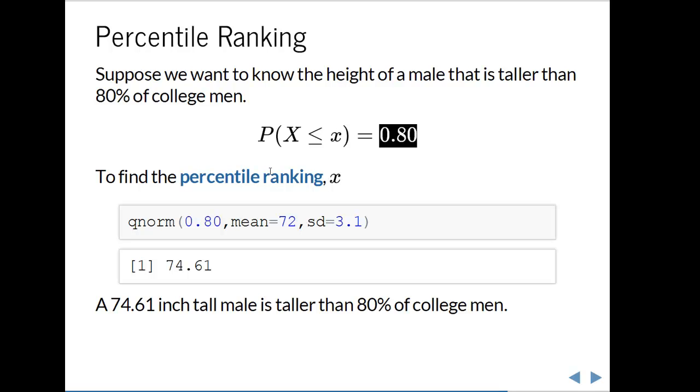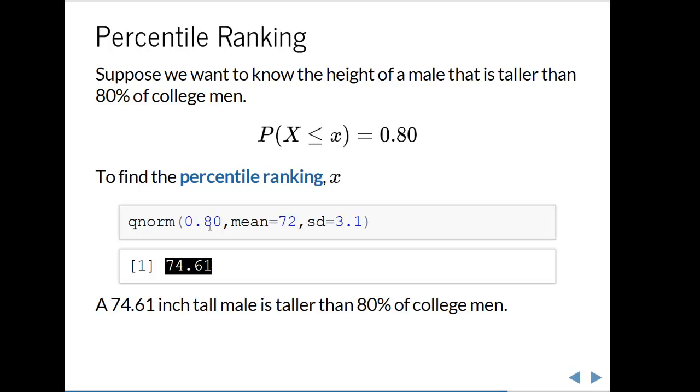There's a function in R for this as well. It's called qnorm. The inputs to qnorm are the probability in decimal form, so 0.8, the mean, and the standard deviation of the distribution. So we see that a 74.61 inch tall male is taller than 80% of college men. Now, the drawback to this function, qnorm, is that there is not an option to see a graph. If you would like to see a graph after you run the qnorm function, you could go back and plug the percentile ranking, the output of qnorm, into the pnorm_gc function to verify that you got the correct probability and to get a visual of what you're looking at.